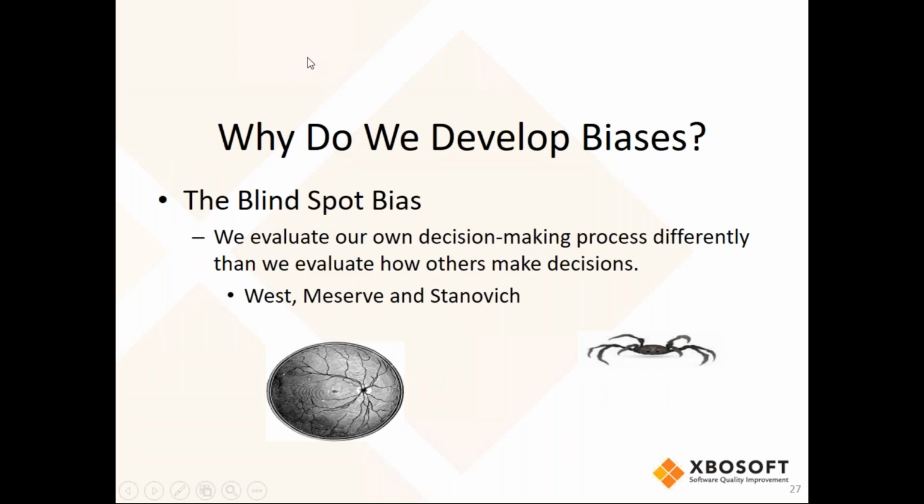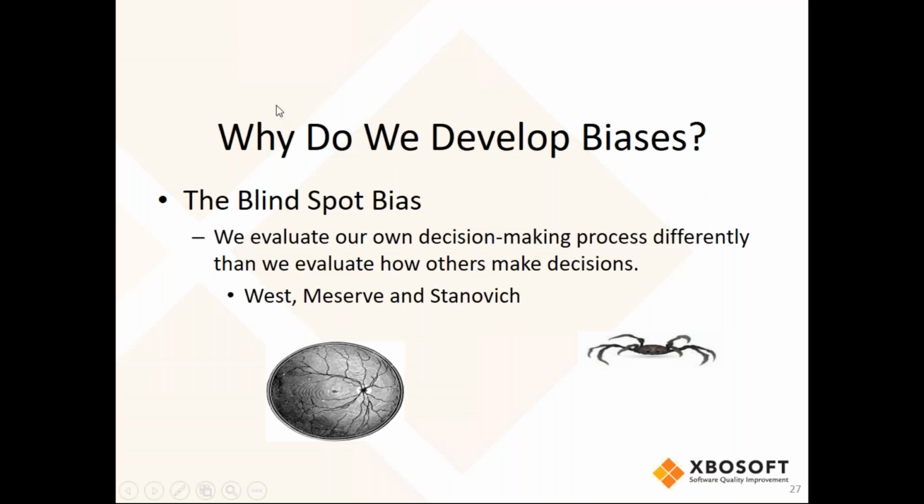So I guess now everybody's probably asking, well, why do we develop these biases? Well, it's actually because of a bias. We evaluate our own decision-making processes differently than how we evaluate the way others make decisions. I could not believe when I first watched the gorilla. I couldn't believe I missed the gorilla. I didn't think I really had biases. I thought for sure I would find anything, and yet I missed the gorilla.